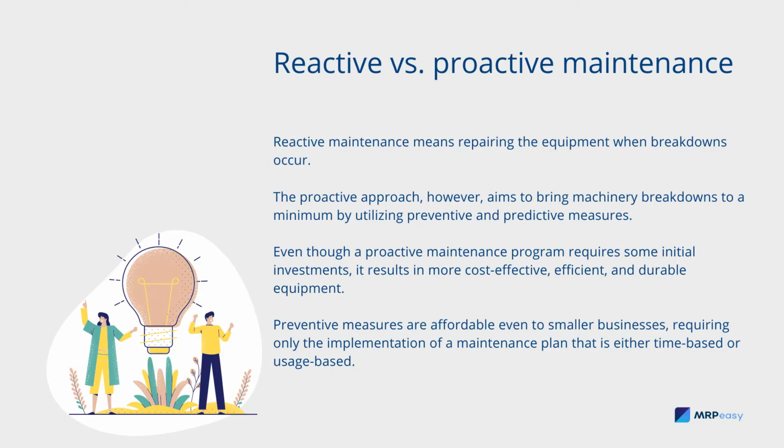Reactive versus proactive maintenance. Reactive maintenance means repairing the equipment when breakdowns occur. The proactive approach, however, aims to bring machinery breakdowns to a minimum by utilizing preventive and predictive measures. Even though a proactive maintenance program requires some initial investments, it results in more cost-effective, efficient, and durable equipment.